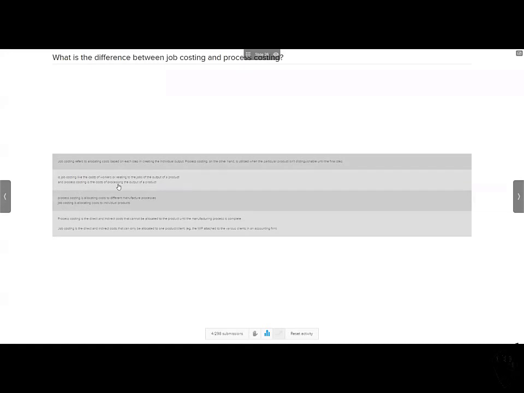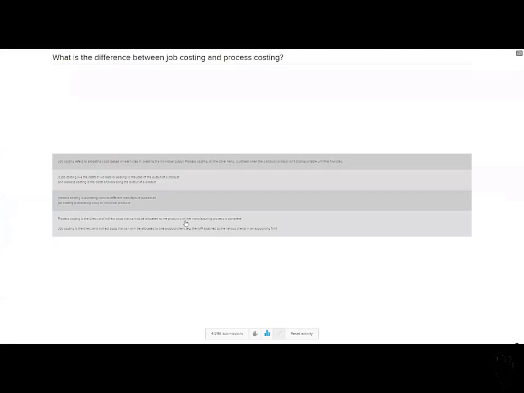And process cost is the cost of processing the output of a product. No, that's not it. Job costing is where we can see the product. The product's like a job and we just allocate costs to the job, that product or service. But where we're making multiple products and it's all mixed up, we can't see the product till towards the end. That's process costing. Process costing is the direct and indirect costs that cannot be allocated to the product until the manufacturing process is complete.